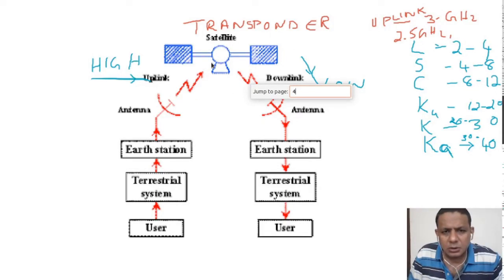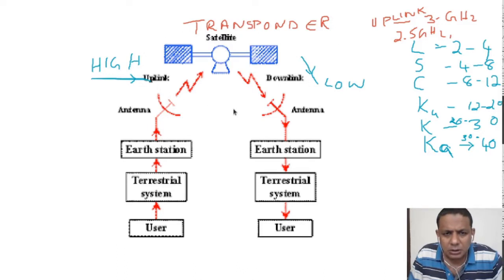We can study about the satellite system. In the case of a satellite, you can see here there is an earth station, and there will be a transponder. Normally, all the satellites are used for communication purpose.